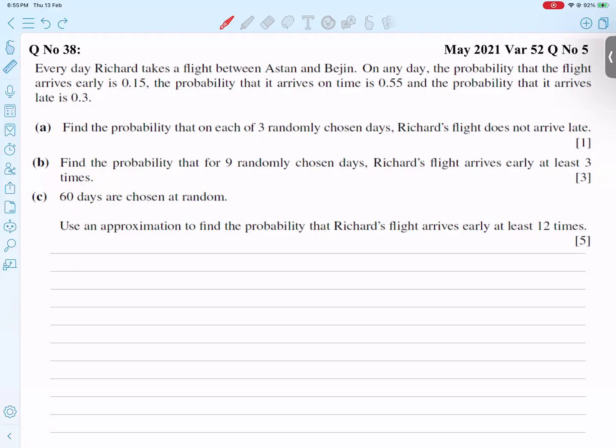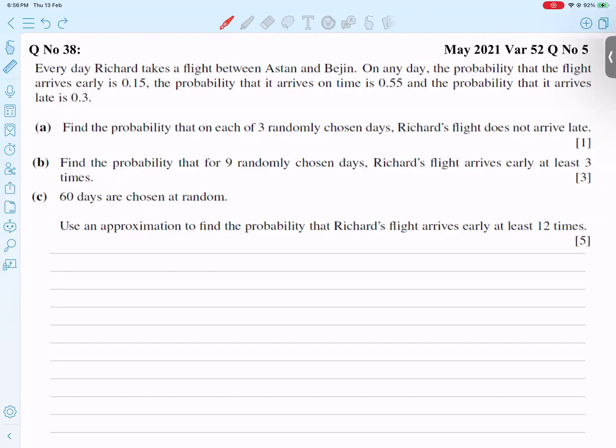Every day R takes a flight between A and B. On any day, the probability does not change; it remains the same. The flight arrives early with probability 0.15, on time with 0.55, and late with 0.3. So this point is very clear.